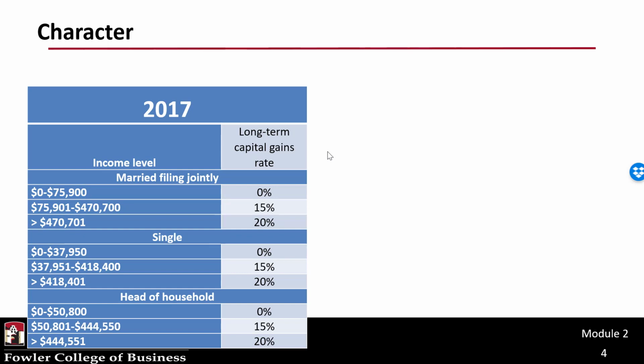Then once you hit the 25% bracket, which again for married filing jointly happens at $75,900, all the way up to the very highest bracket, which starts at $470,700, that's at 15%. And then only the very highest income earners, those in the top bracket, pay at 20%. These numbers for 2017 match up very nicely with the ordinary income tax rate schedules that, again, you can find in your table pack or in Appendix C of your textbook.